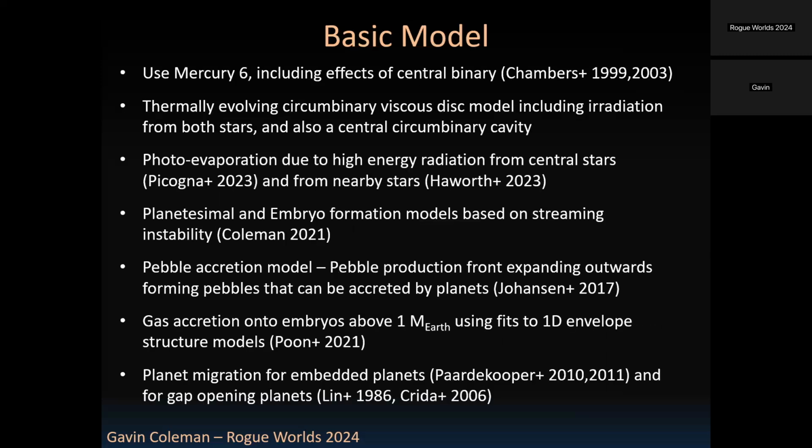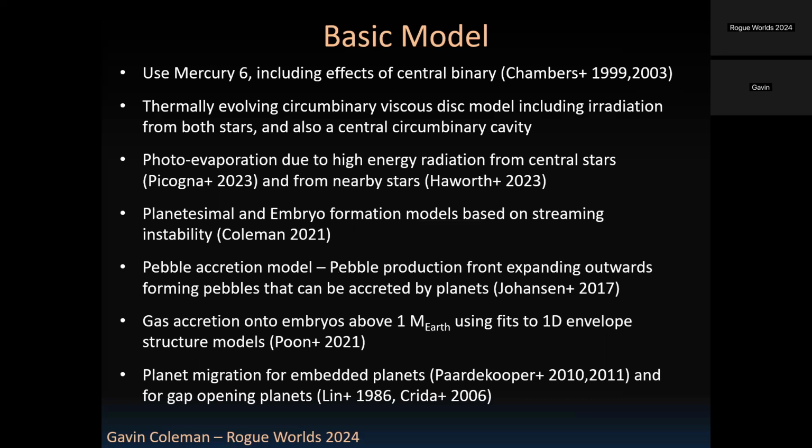Okay, so just basic models, it's a big slide. Basic models: I use the Mercury 6 N-body integrator. So this is full 3D. This includes the effects of the central binary on each other and on planets. There's a thermally evolving viscous circumbinary disk, similar to what you've shown before.